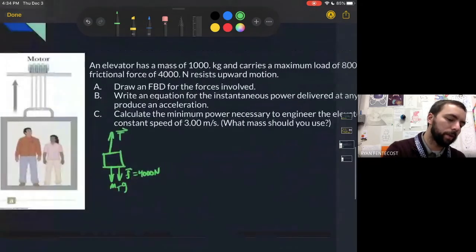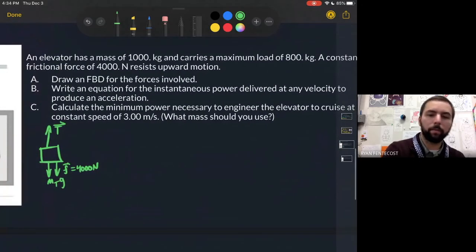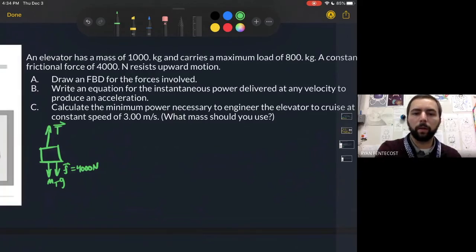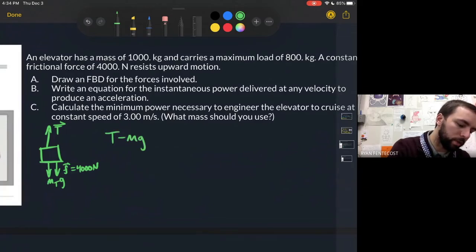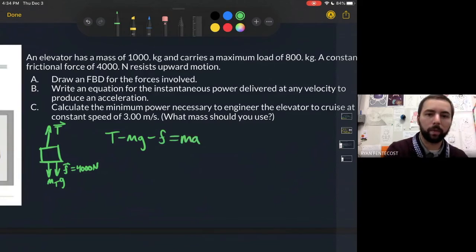Okay, so that's our free body diagram. Part B: write an equation for the instantaneous power delivered at any velocity to produce an acceleration. Okay, so let's see what we've got. We've got T minus mg minus friction equals ma, right? That's going to be our summation of forces.